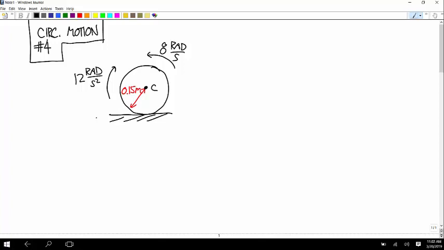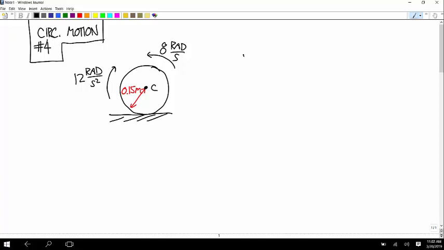Yes? Can the cart, if it's going that way at the bottom, can it go to the right instead of on the top to the left? Oh, just the arrow? Yeah, you can draw that anywhere.